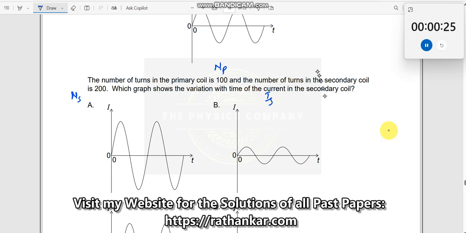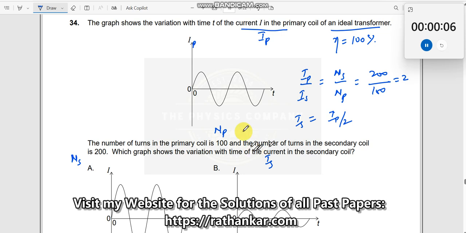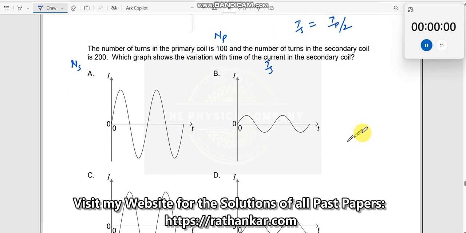We know the relationship, quite simple. IP by IS is equal to NS divided by NP, right? NS is 200 divided by 100, which should be equal to 2. And then you need IS. IS is equal to IP by 2. So which means if IP is this much long over here, I want IS to be much lesser, half of it, right?